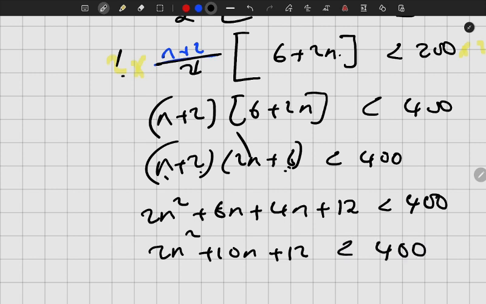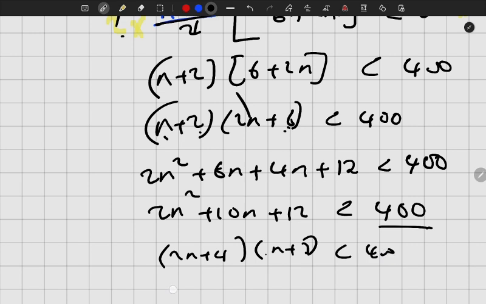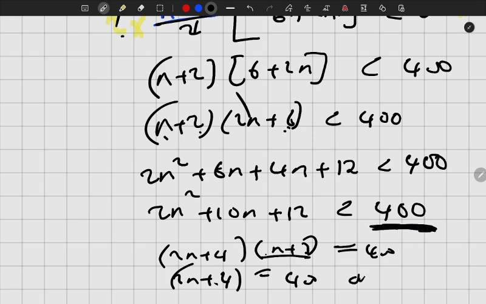Now this is a quadratic inequality. We cannot just factorize and say this is less than that. Like, we cannot just factorize, maybe say it's (2n + 4)(n + 3) is less than 400, and then say 2n + 4 is less than 400. We can't do that because it's a quadratic and we don't have a 0 here. So only do that if you have a 0. Even if this was an equal sign, we can't say that 2n + 4 is equal to 400 or n + 3 is equal to 400, because we must always have a 0 here. That's what happens when you're solving a quadratic equation.